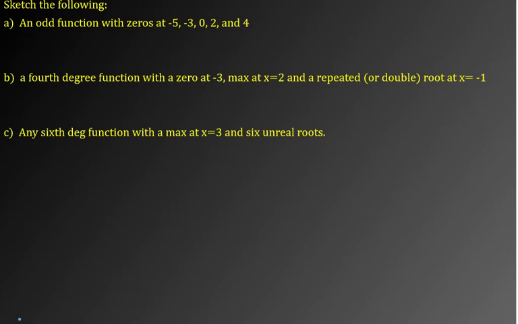All right, so kind of opposite question now. So I want to graph some polynomials that do certain things here. So if I wanted an odd function with zeros at -5, -3, 0, 2, and 4, that could be all the roots I have, right? If it's odd, you could just say it has 5 roots, and that's an odd amount, right? So you have a root at -5, -3, 0, 2, and 4.